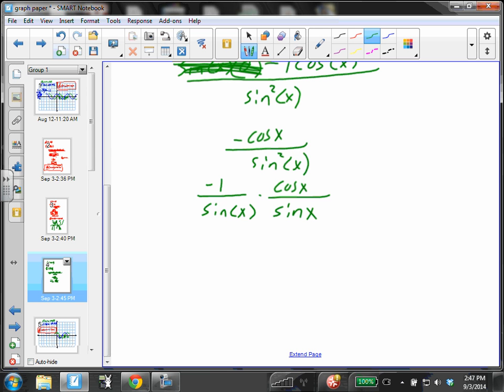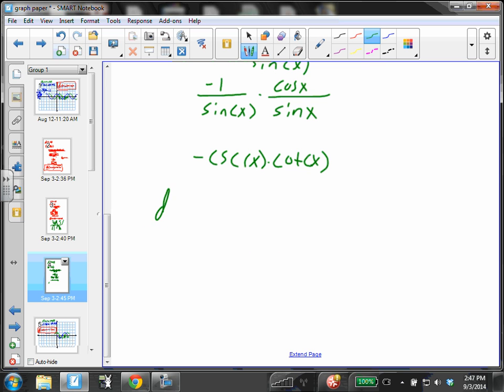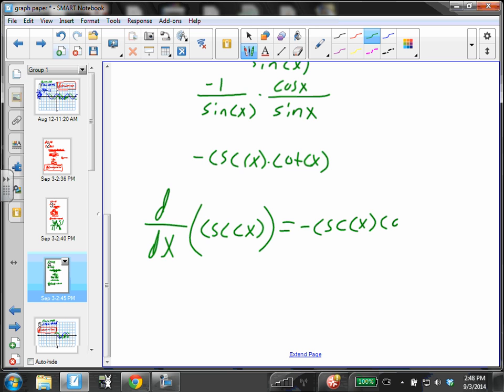Now, what is 1 over sine? Yeah, it's cosecant, and we have a negative 1 over sine, so that's going to be negative cosecant. Times, what is cosine over sine? Cotangent. Okay, so the big takeaway is that the derivative of cosecant is equal to negative cosecant cotangent.